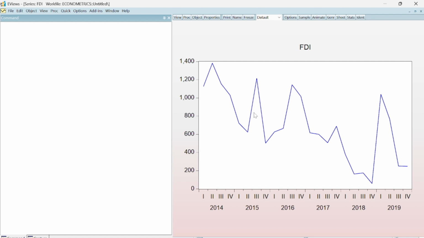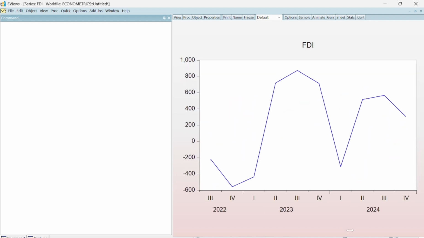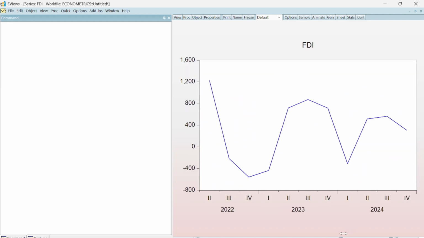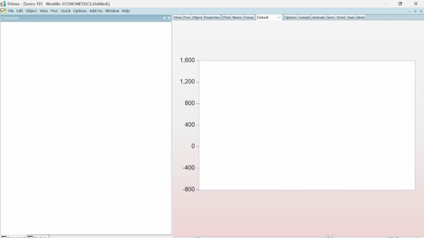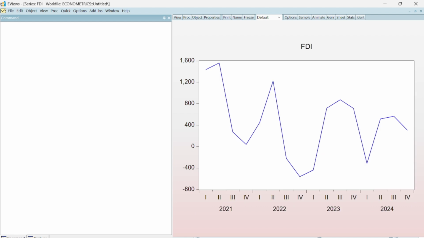You see how FDI moved. FDI started very high in 2014 and started dropping. Nigerian foreign direct investment kept dropping until 2019. You see the movement of FDI. So this is before COVID. And then you can also look after COVID. You can just move it to 2020. Let's believe that COVID stopped in 2020 Q4. You can see how FDI has been moving since COVID stopped.